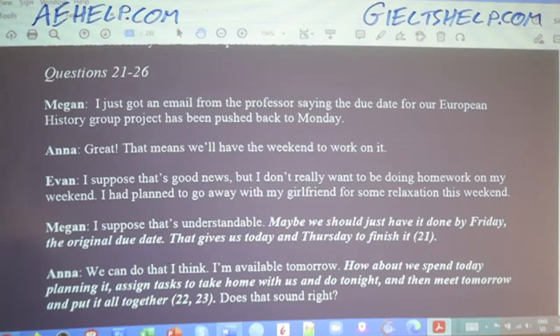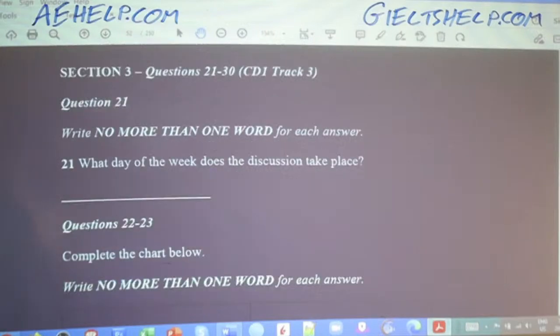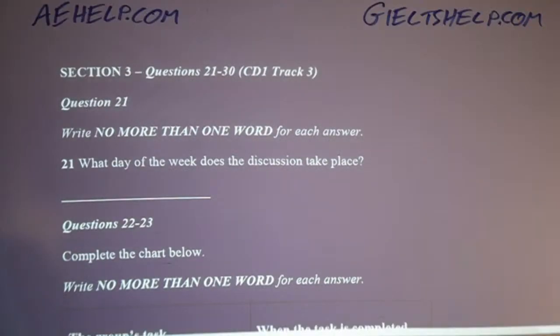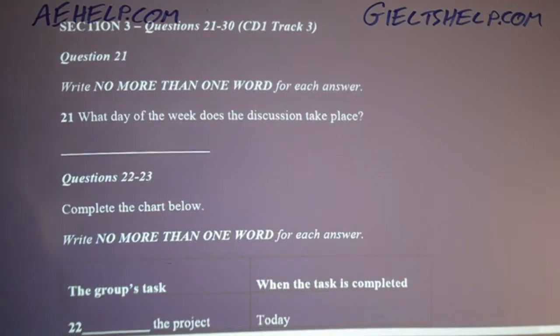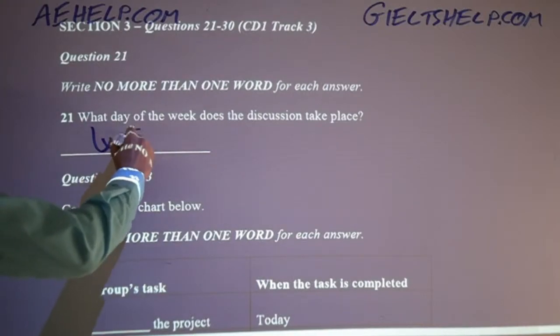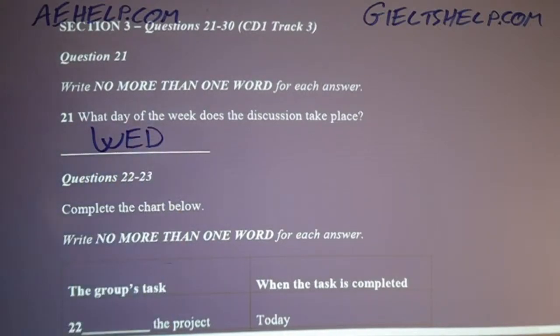Let's go back to the question. The easiest way to give that answer in your actual exam, nice and quickly, is just write the abbreviation for Wednesday, all in capital letters. So all you really need to do here is put that, and you'll get it correct. Okay, Wednesday. All right? That's all you have to do.